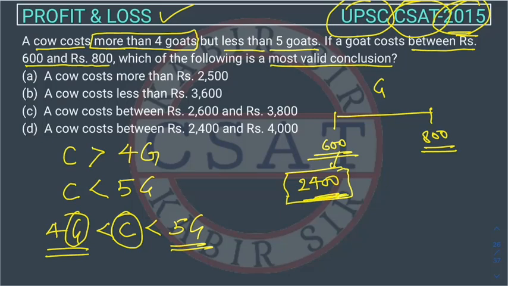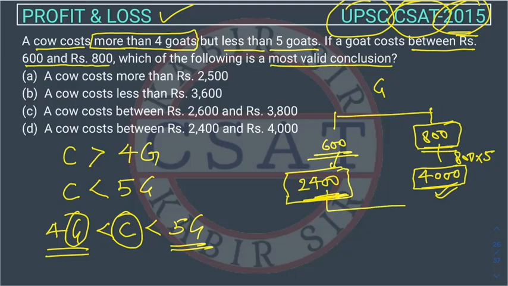Because this is the minimum price of goat and this is the maximum price of goat. So if there are 5 goats, then it will be 5 into 800, which comes out to 4000, right? So the maximum price could be 4000 and it is given that the cow price will be less than 5 goats. So the cow price will never go above 4000. So the cow price will be between 2400 and 4000, right? So the conclusion D will be right.